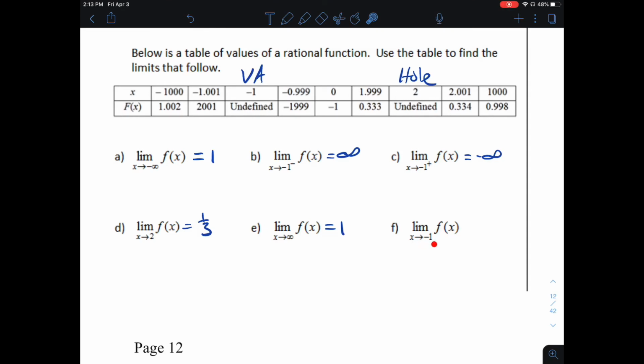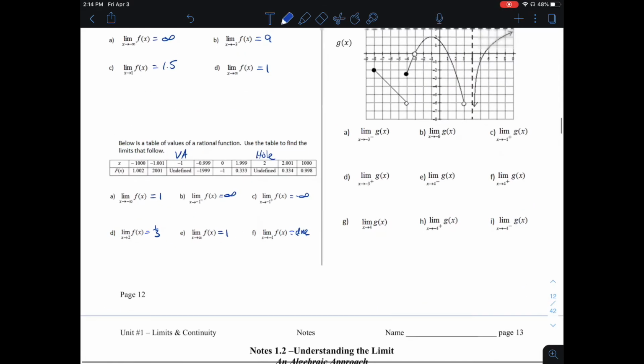What's the limit of f of x as x approaches negative 1? Here's negative 1 over here. To answer this, we don't have to look at this table at all. We just look at these two answers. Do they agree, first of all? No, they don't, so it doesn't exist. If they do agree, but if they're not a number, then we could also say it doesn't exist.